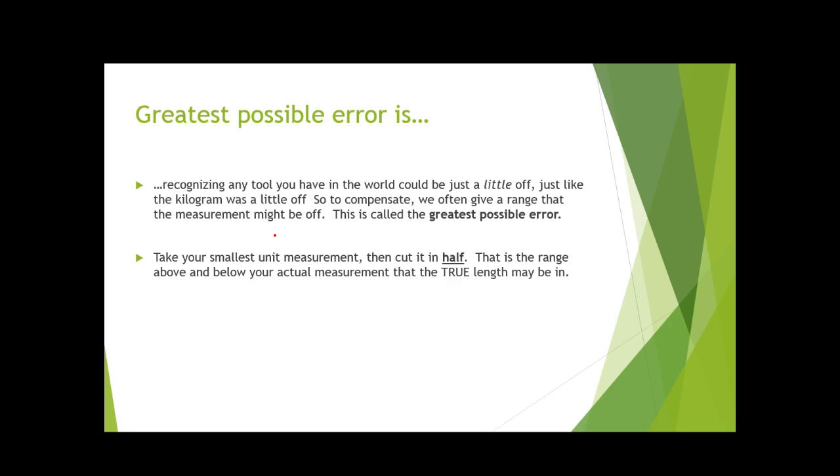So you measured a certain distance from your elbow to your wrist. Take the smallest measurement, if it's 1/16 of an inch, cut it in half, which would be 1/32 of an inch. Or if it's 1/2 of an inch, then cut it into 1/4 of an inch. If it's a centimeter, cut it in 1/2 of a centimeter. If it's a millimeter, cut it in 1/2 a millimeter. Find the greatest possible error of your measurement. So find that range from above to below and see where your real measurement of your elbow to your wrist may be.